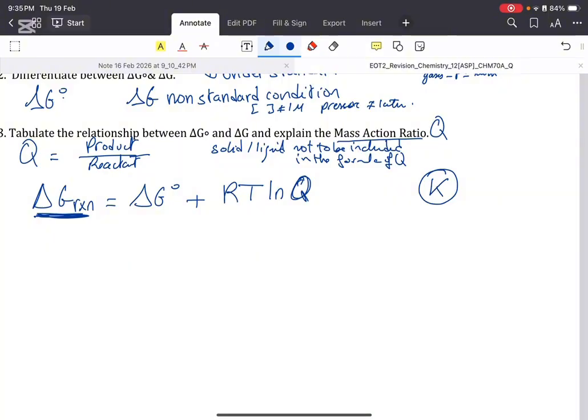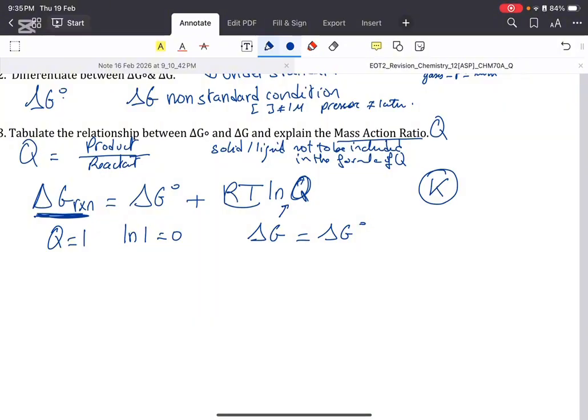Now what does this mean? So let's take first, if Q is equal to 1. If I plug this into my calculator, ln 1 is going to be equal to 0. And 0 multiplied by RT will give me 0. And in this case, delta G is equal to delta G standard. So at this condition, delta G and delta G standard of the reaction are equal to each other.